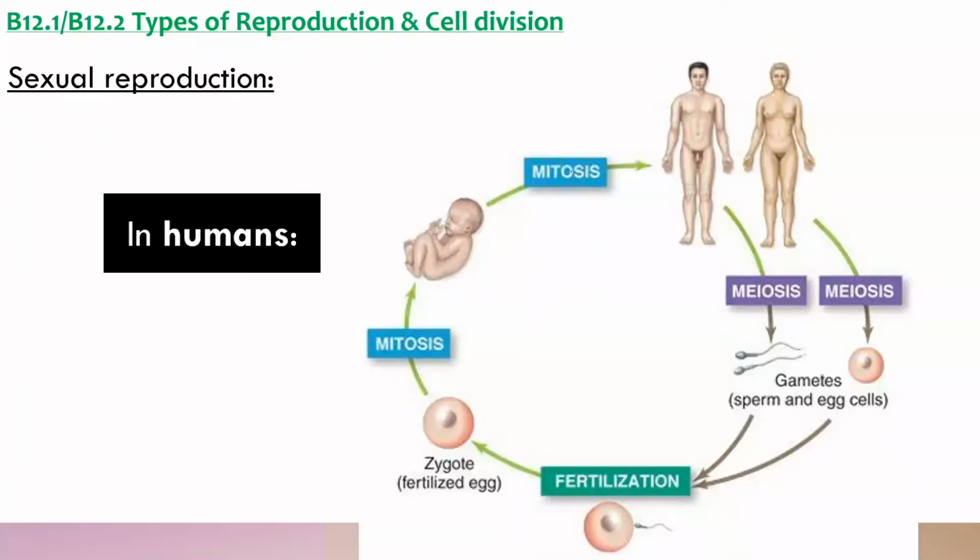So going on to meiosis. Meiosis is used to create the gametes. It's spelled a bit weirdly, isn't it? It's kind of a funny word. It only produces gametes, so sperm and egg cells.